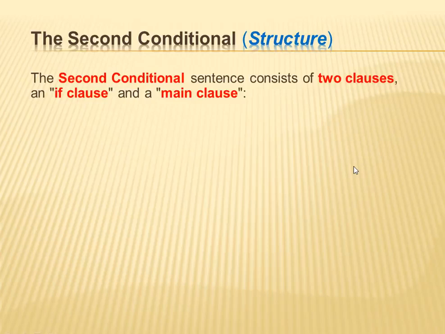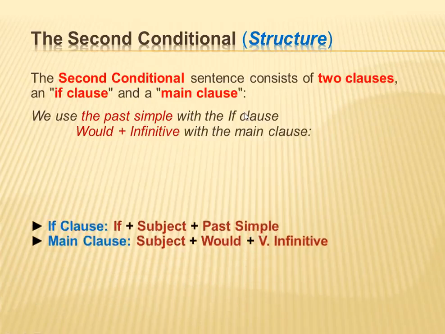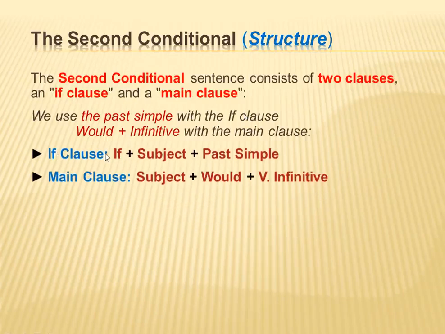The second conditional sentence consists of two clauses, an if clause and the main clause, and we use the past simple with the if clause and would plus infinitive with the main clause. This is the formula of the second conditional: in the if clause you have if plus subject plus past simple, and in the main clause you have subject plus would plus infinitive.